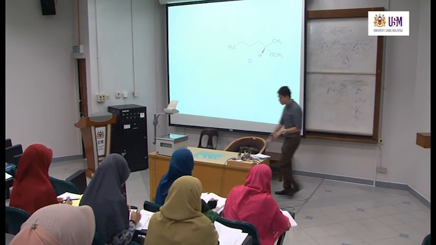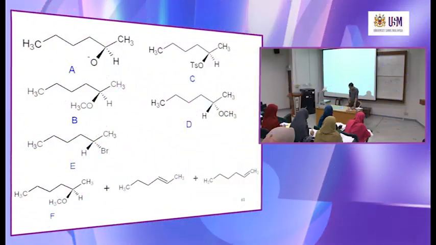Okay, let's see. Now we have no time already. Let's check the answer for F. So F has so many answers. You only get 1 mark, which is the substitution answer. And you have the elimination, beta elimination answer. I already gave you the tips at the beginning, isn't it? Yet, you show only 1 answer. So it's going to be minus marks. If your answer has 5 marks, you only get 1 or 2 marks. So make sure you got this also.